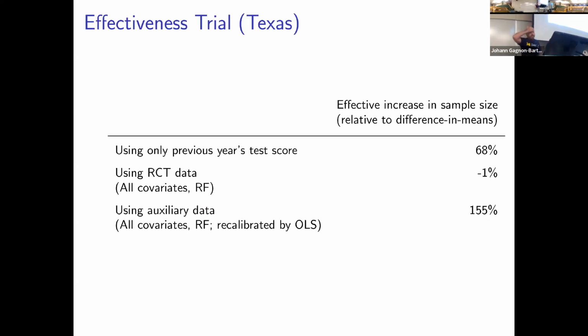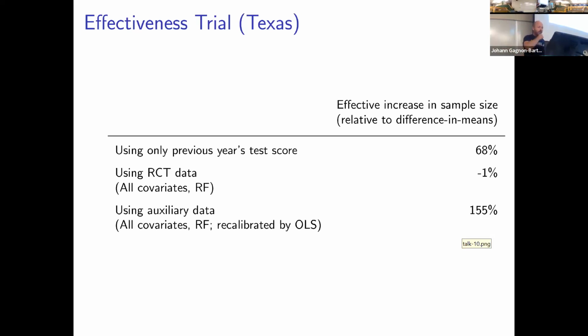But if you use the auxiliary data, and you've trained the model on all of the covariates in all of the schools in the auxiliary data, and then do the recalibration approach, now you've increased your effective sample size by 155%.